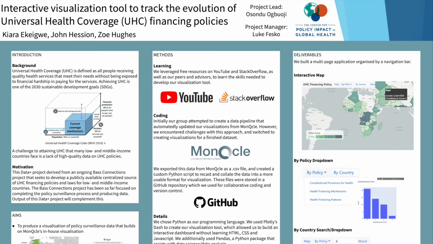This summer through Data Plus, we have been working on creating an interactive visualization tool to track the evolution of universal health coverage financing policies. This project was also an extension of a BAS Connections project through the Center for Policy Impact in Global Health. In this video, I, Kiara Kigwe, along with my two partners, Jake Hessian and Zoe Hughes, will be showing you all what we have worked on this summer.